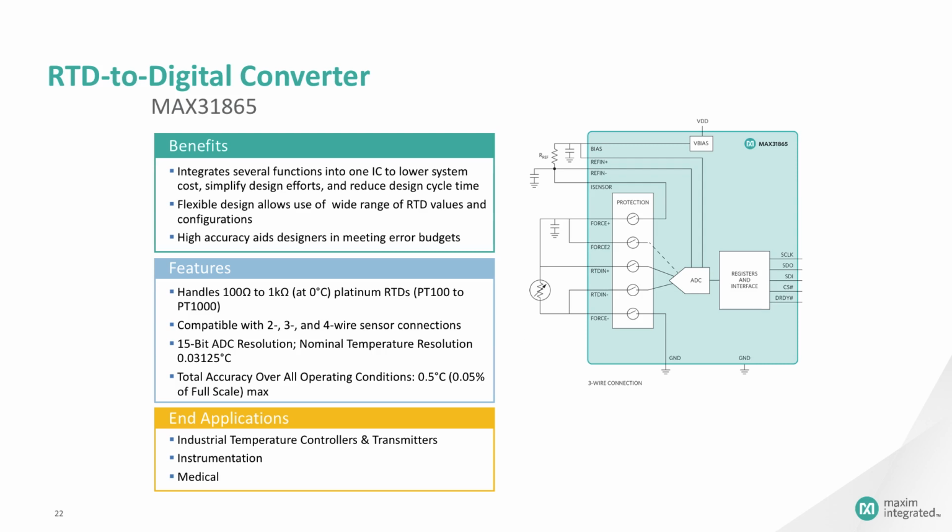The MAX31865 is a monolithic solution providing signal conditioning, measurement, input protection, and fault detection for RTDs. It supports RTDs ranging from PT100 through PT1000 in 2, 3, or 4-wire configurations. 3-wire measurements require no matched current sinks and are therefore more accurate than typical ADC solutions. The equivalent temperature measurement over the full temperature range is well under plus or minus 0.5 degrees C.